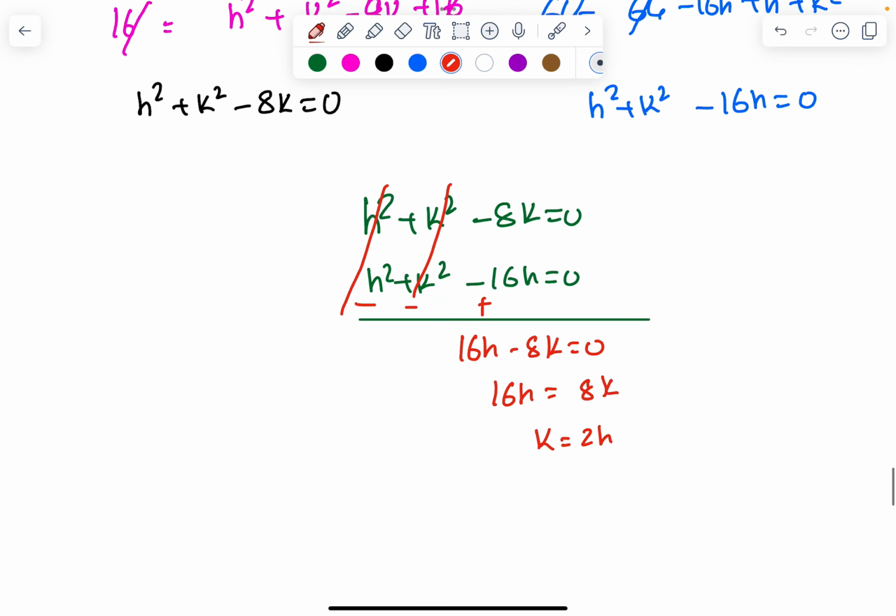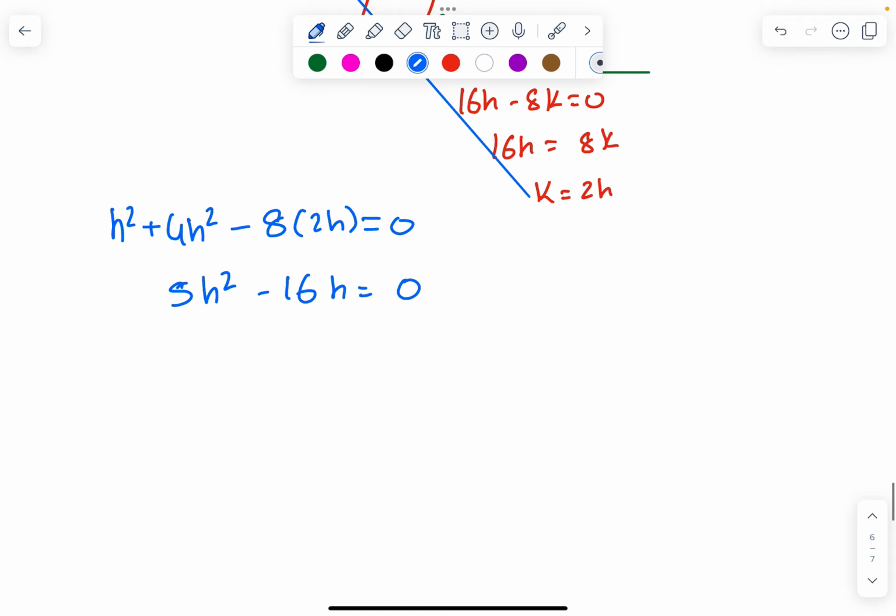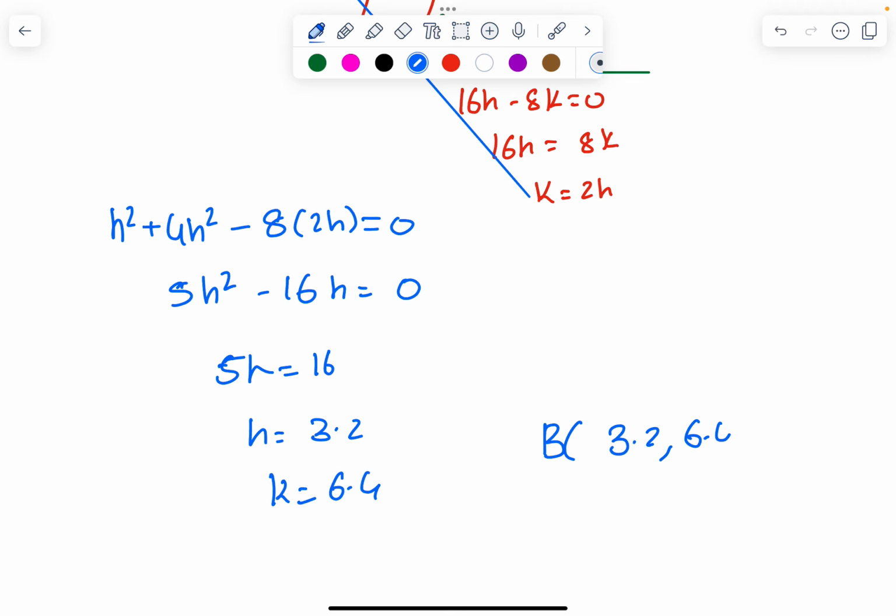K is 2H, so I am going to plug in K equals 2H. H square plus 4H square minus 8 times 2H equals 0. 5H square minus 16H equals 0. So 5H equals 16, H equals 3.2. If H equals 3.2, K equals 6.4. So the point B is 3.2, 6.4.